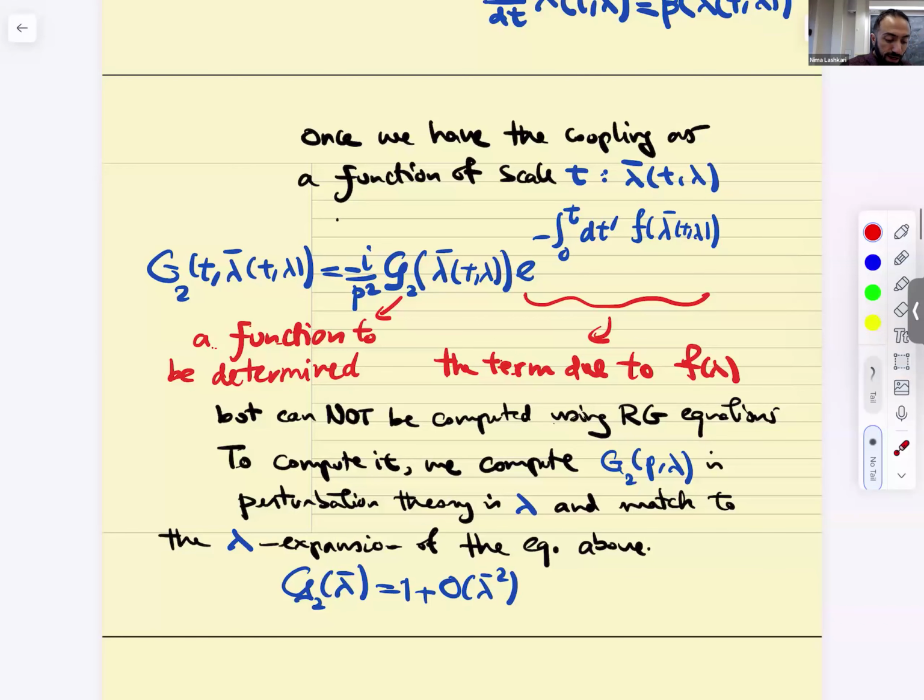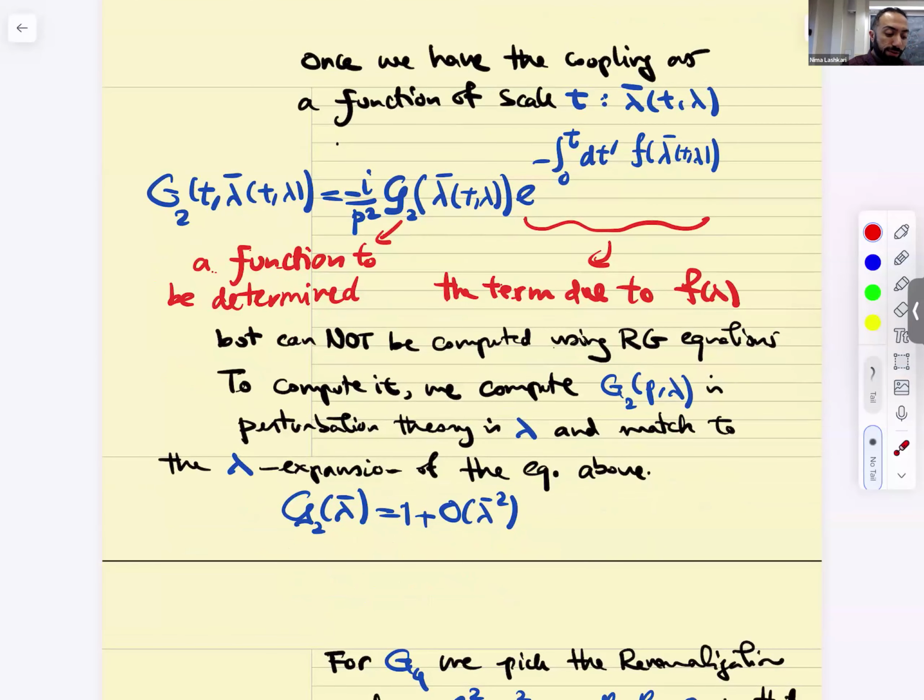So for instance, we normalize the theory so that at t equals 0, G2 of lambda bar is just 1, when we're expanding around small lambda bar, when lambda is small. But to calculate what the dependence of G2 is, you have to do perturbation theory to higher orders, right? There's no way around that.